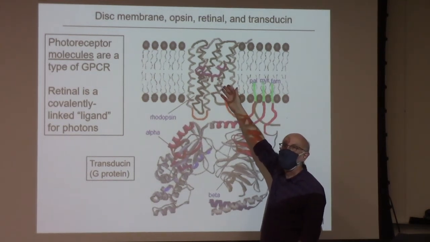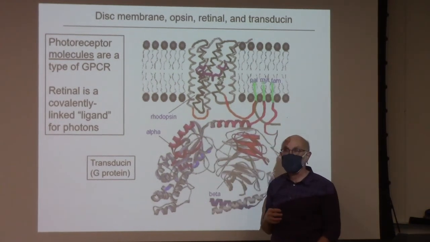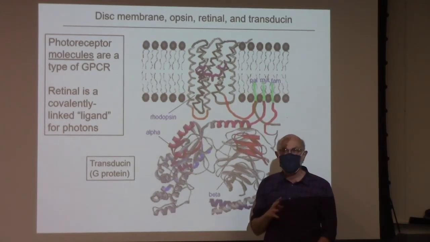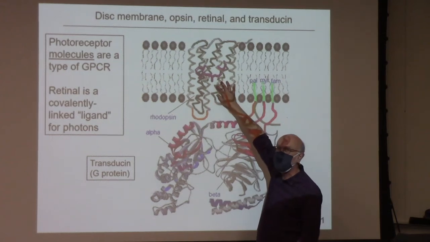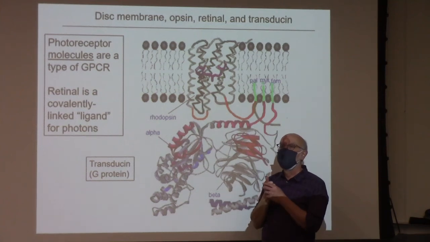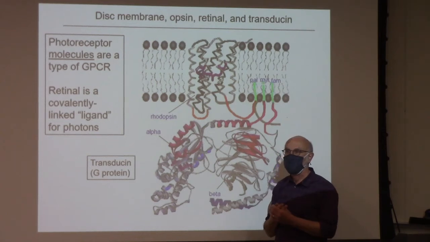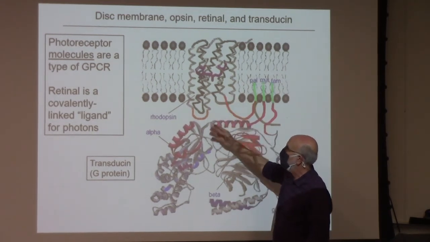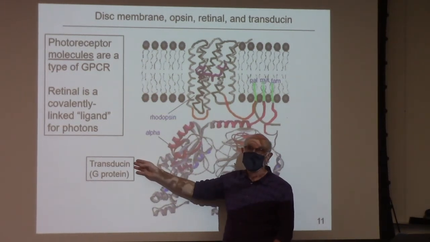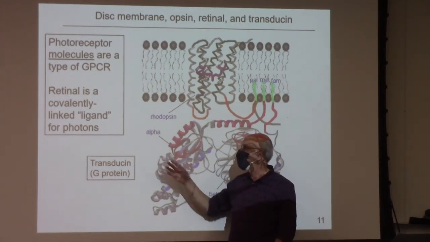The receptors are called opsins. So there's rhodopsin, which is expressed in rods, and then there are three other opsins expressed in cones for giving us color vision. So the receptors are called opsins: rhodopsin, and then red, green, and blue opsin in the cones. And then the G protein has a name. It's called transducin. So the name of the G protein in the visual system is transducin.